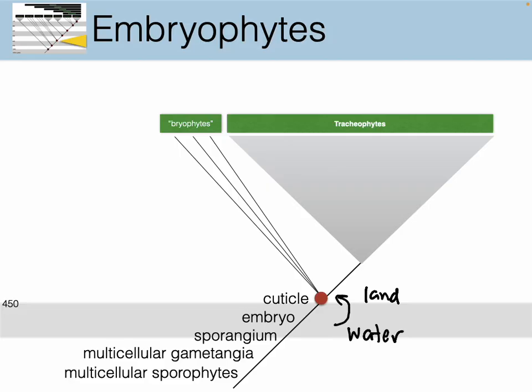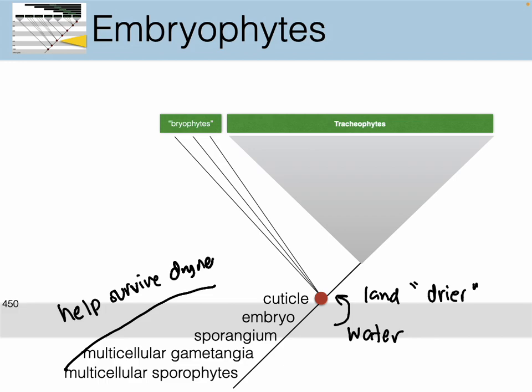So the land is drier, so all of this helps survival. Dryness, because you're no longer in the water all the time. You need some way to get the water into your body, and the defining character is that you start having the embryo. So we call this group embryophyte, plants with embryos.